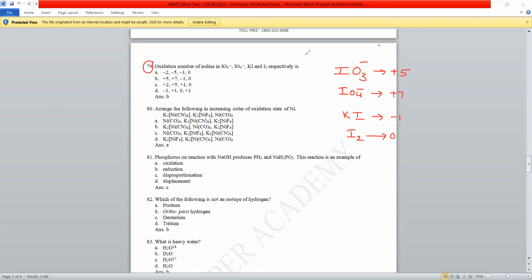Okay. So now they're asking for the respective values. Check here, option B is the correct one. +5, +7, -1 and 0 we have given.